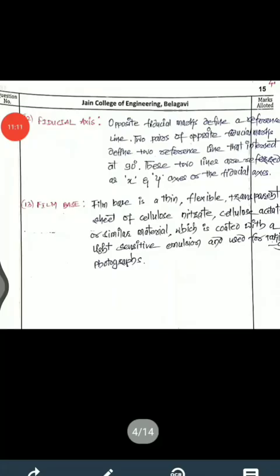And then the last definition is film base. Film base is a thin, flexible, transparent sheet of cellulose nitrate, cellulose acetate, or similar material, which is coated with a light sensitive emulsion and used for taking photographs.